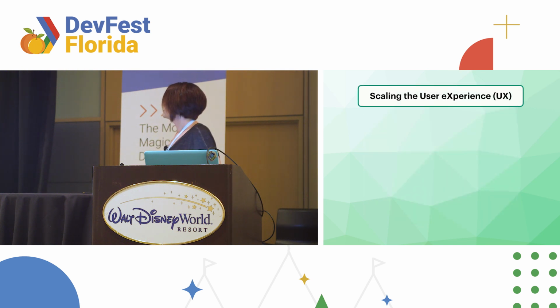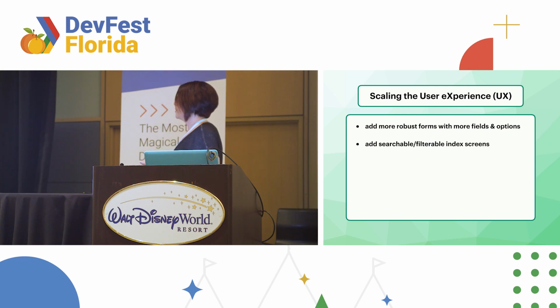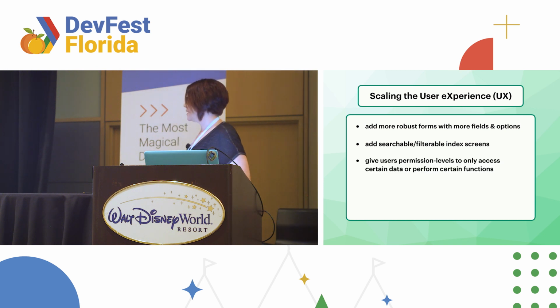But what happens when that little tiny baby app needs to scale and be enterprise level? We are going to add more robust forms, more fields, more options. We're going to have data tables where we pull those fields and options from. We might add searchable and filterable index screens where people can search for what they're looking for and dig down into tons and tons of data to find the data that they need.